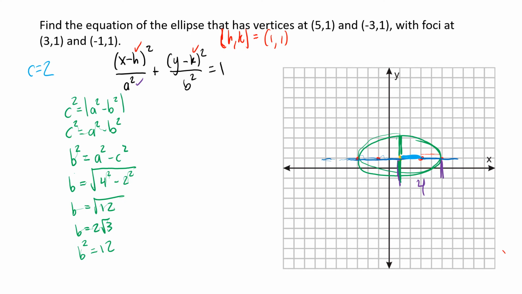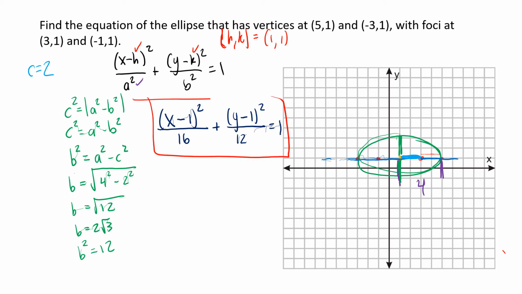So to answer this question, all I'm going to do is write all this stuff and know where it goes. We have x minus h. We said h was 1. Quantity squared divided by a squared. A was 4, so a squared is 16. Plus y minus k. We said k was 1, so it's just 1. And then b squared, we said, was 12, and that's going to be equal to 1. And that's it. That's done. So these kinds of problems are real nice. If we draw the picture, we can determine all the information about it. Let's do one more like this.